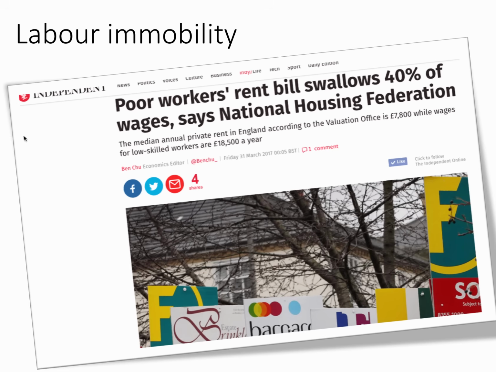Here's one, a report from the National Housing Federation came out at the end of March, saying that the median private rent in England is nearly £8,000 a year, whilst wages for lower skilled workers are less than £19,000 a year. So in other words, rent is now taking up nearly 40, perhaps even 50% of people's average wages. People can't afford to buy, we've known that for many years, but now many people can't afford to rent either. A barrier to labour mobility and clearly a potential cause of a poverty trap.